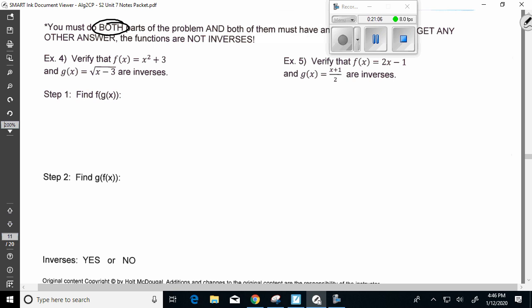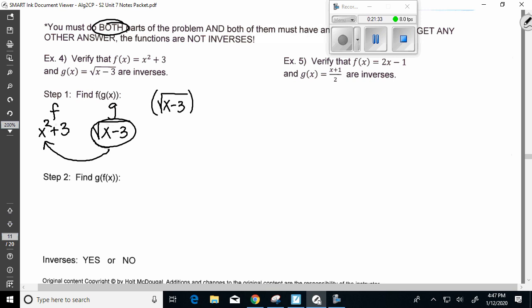So, step 1, find f of g of x. The f function is x squared plus 3. The g function is the square root of x minus 3. So, we're going to take the square root of x minus 3, plug it in for x. Take this function, plug it into the other. That gives you the square root of x minus 3 raised to the second power plus 3.